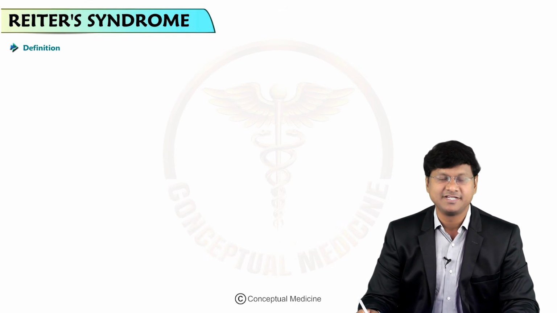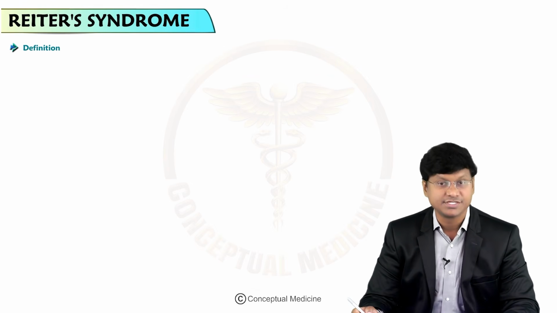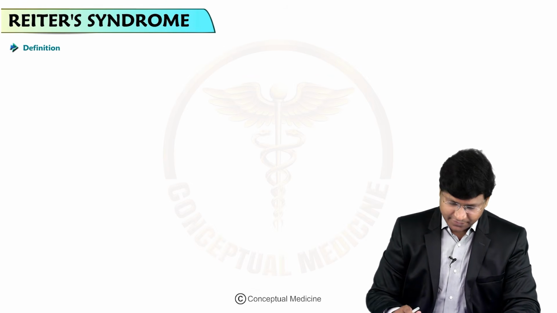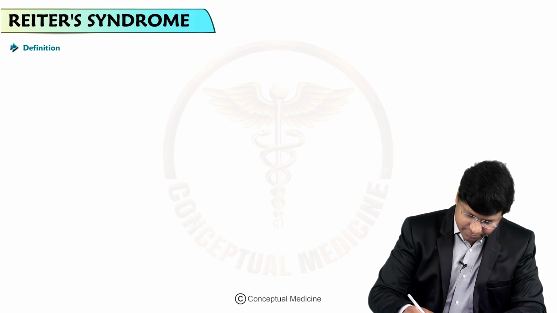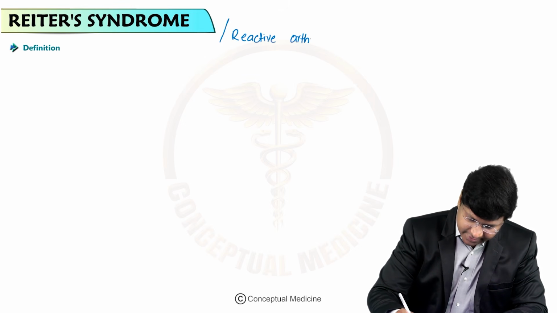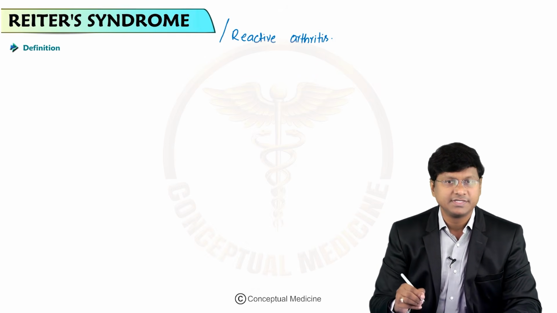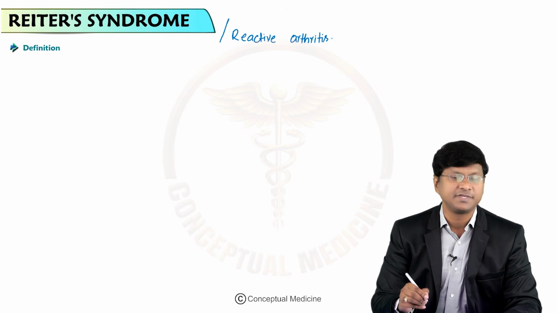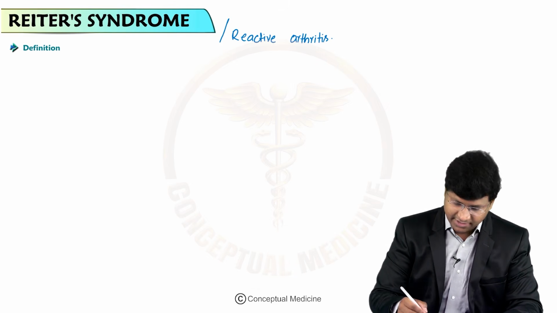In this session, I will be discussing a very important topic in the connective tissue disorders, that is Reiter's syndrome. The basic definition of Reiter syndrome: it is also called reactive arthritis because joint involvement is very common in these patients. This reactive arthritis is precipitated by antecedent gastrointestinal and genitourinary infection.